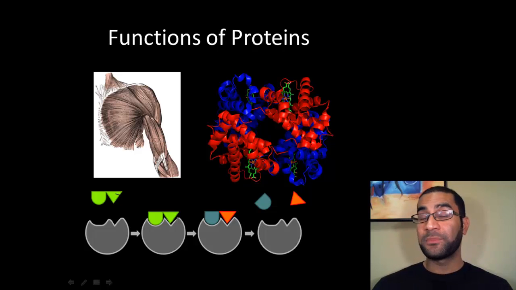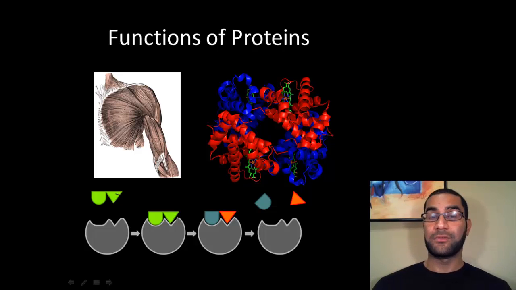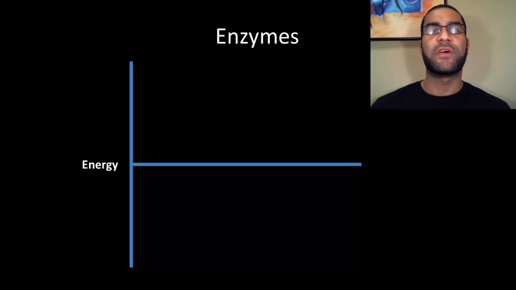we didn't have them, then it would take way too long, it would take way too much energy for chemical reactions to happen and no life could exist. So these enzymes are very important. So let's talk a little bit more about this concept of how enzymes affect chemical reactions.